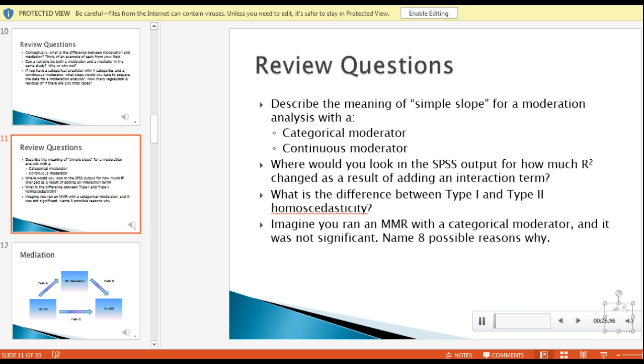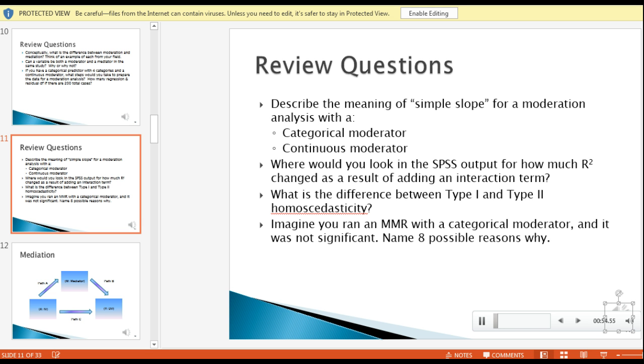A simple slope, on the other hand, is the relationship between x and y at a certain part of the moderator. So for example, at high levels of the moderator, what does this relationship look like? And that would be a simple slope. So really what we're doing in moderation is we are taking our moderator and disaggregating it into various clumps. And we're going to check out that simple slope at each one of the clumps.